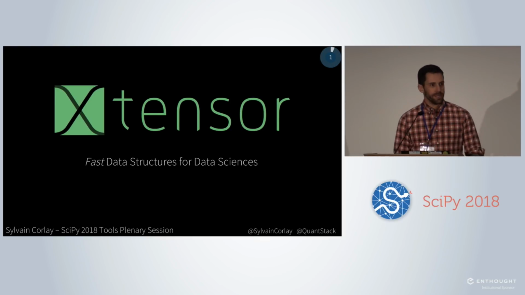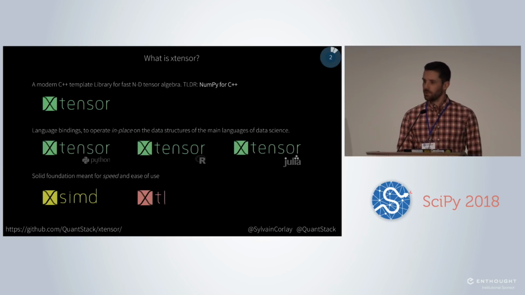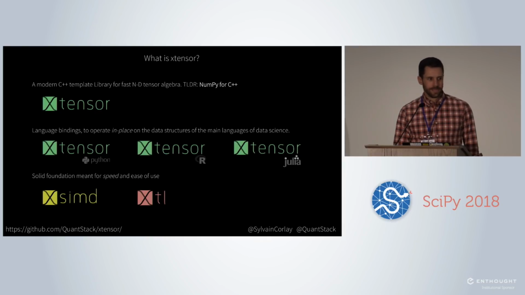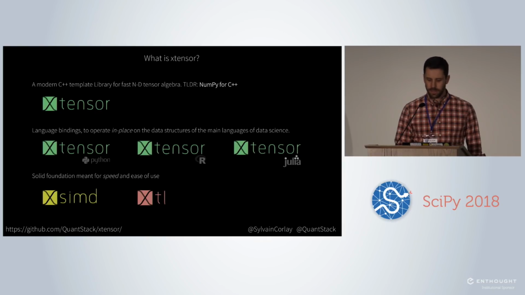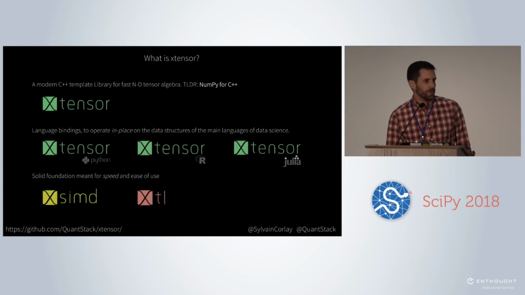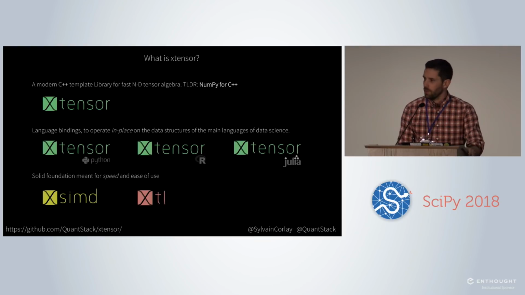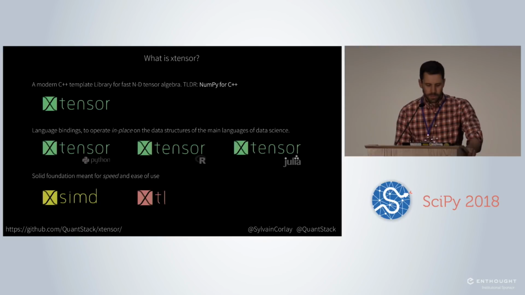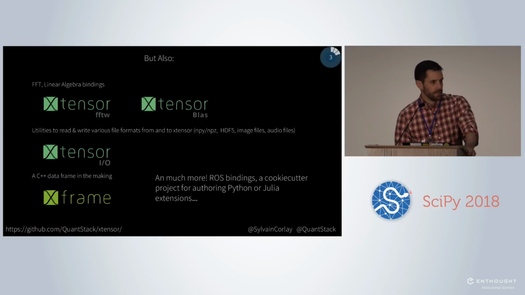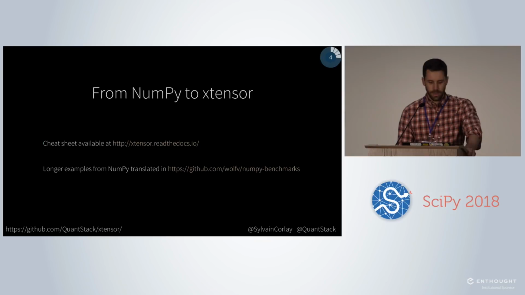So about 3 minutes. So what is xtensor? xtensor is a modern C++ template library for fast n-dimensional array tensor algebra. So, too long didn't read: NumPy for C++. We've got language bindings for R, Python, and Julia, and it's built upon solid foundations meant for speed and ease of use, xsimd and xtl. We also have bindings for libraries such as BLAS and FFTW, and utilities to read various file formats from xtensor.